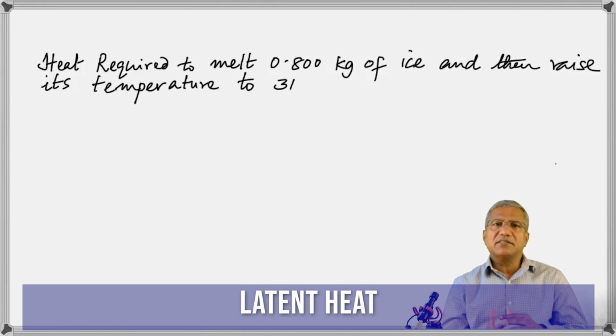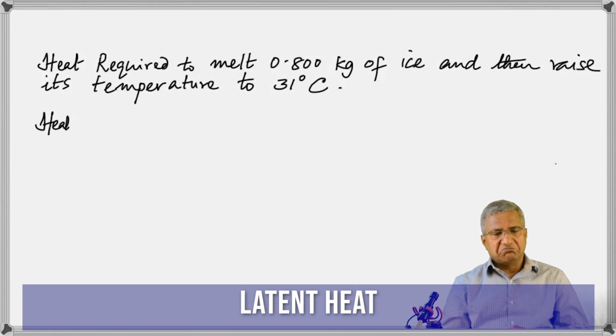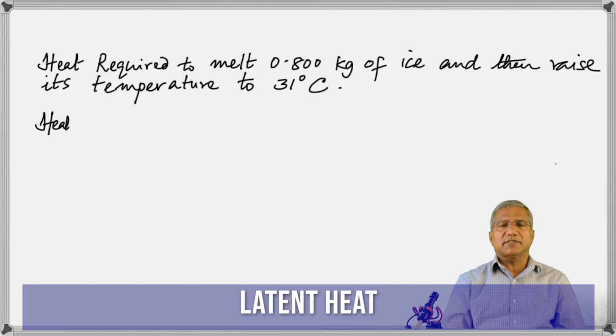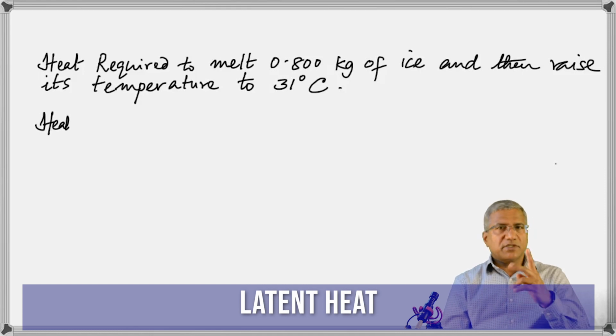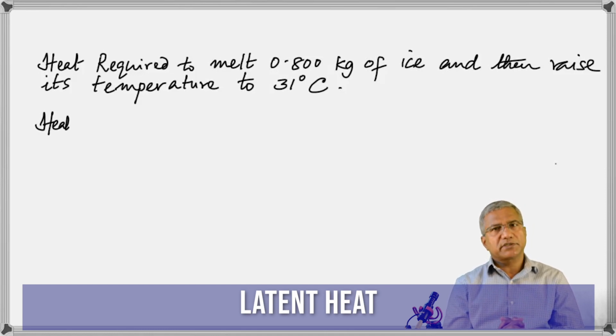and then raise its temperature. So first you have to melt it and then raise the temperature to 31 degrees Celsius. So there are two processes involved here. Number one, you're melting it. So that's a change of phase. Which formula do you use? Do you use MC delta T? You can't, because there's no delta T, remember? Until all of it is melted, there's no delta T.